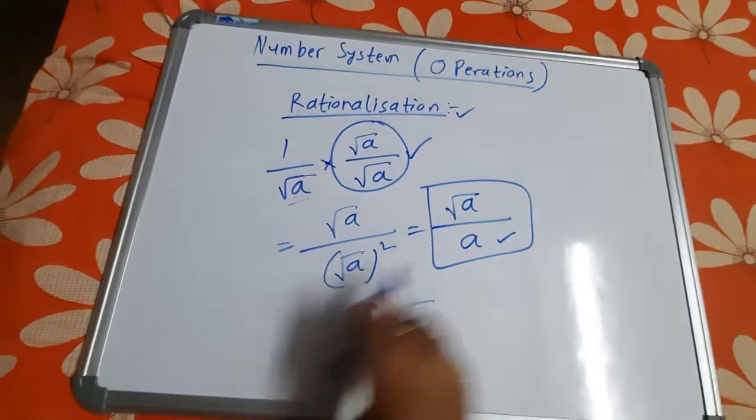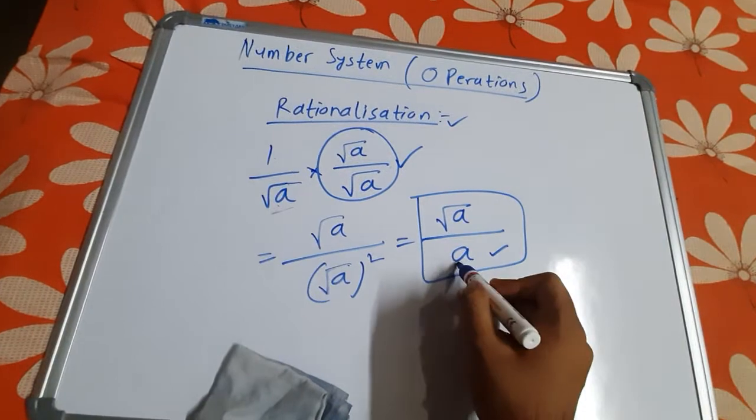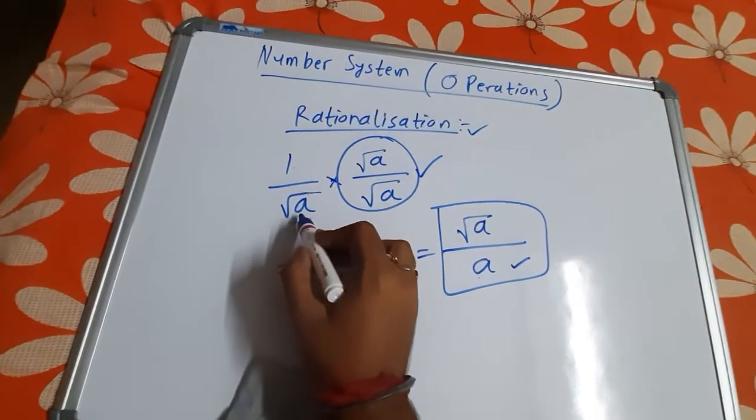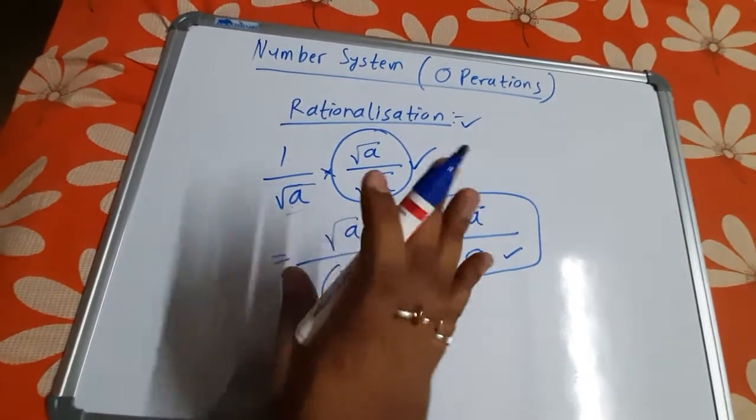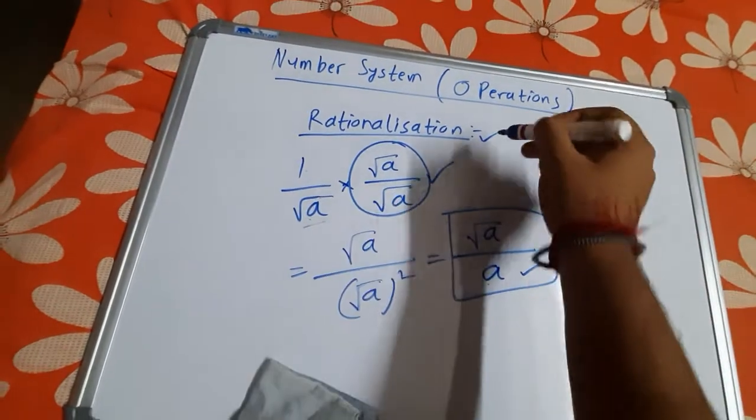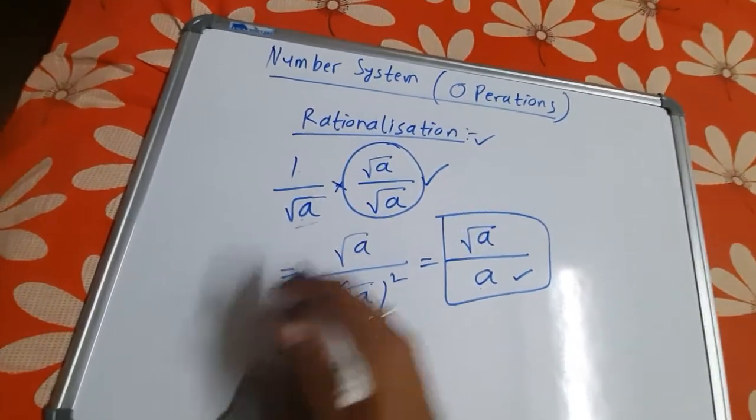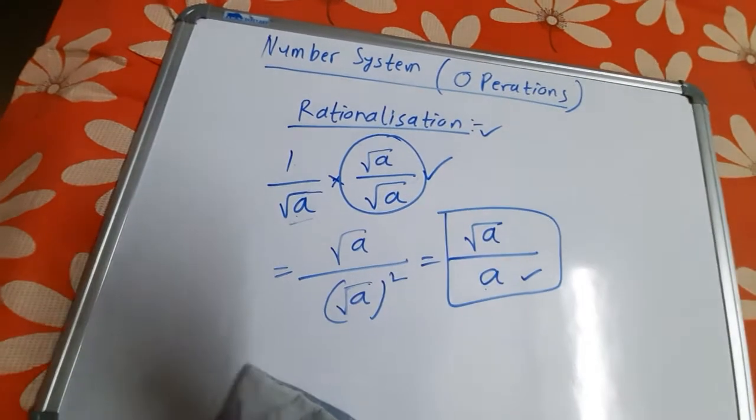Okay, if you don't write any root, then that means it's rational. See, it has now become rational, but previously it was irrational. So we want the denominator to be completely rational. That is done using the method of rationalization. Now we will see further examples of rationalization.